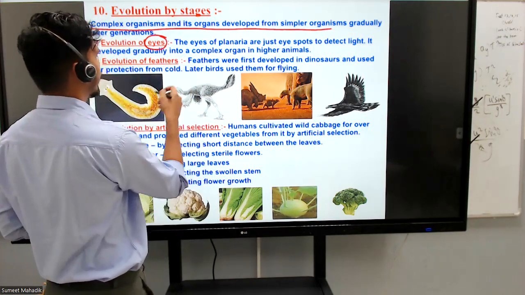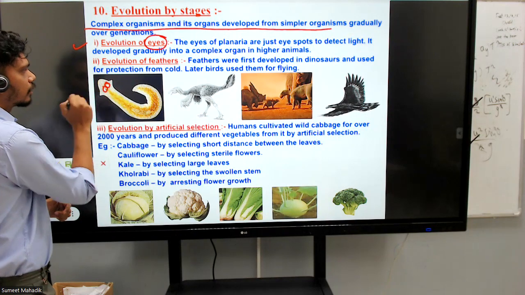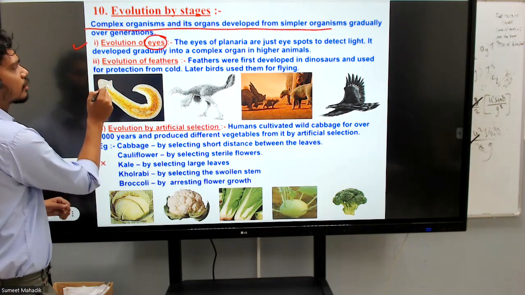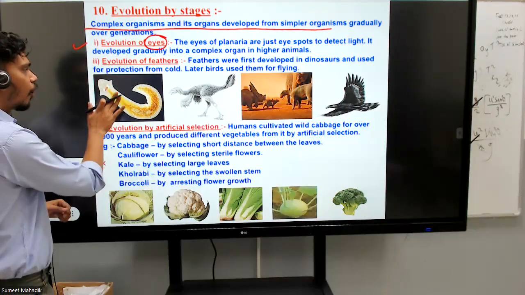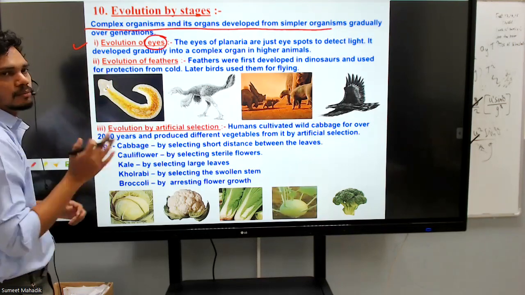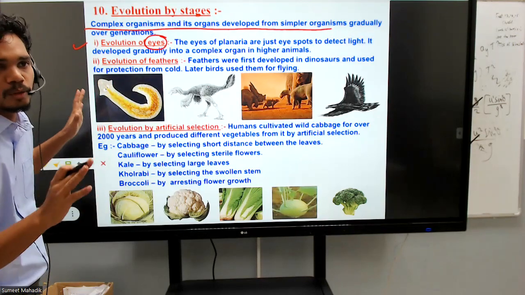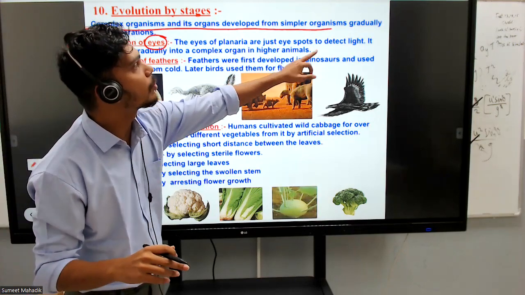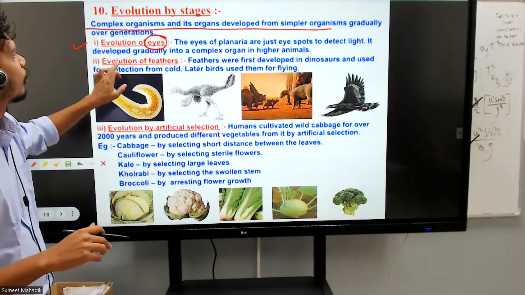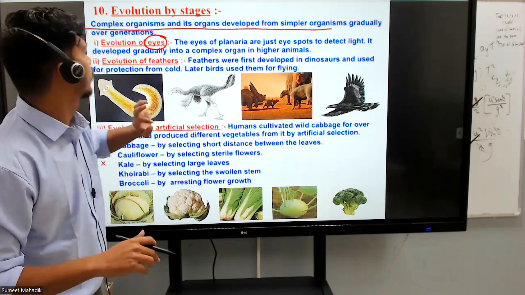So, evolution of the eyes. Whose eyes? A planaria. Can you see that? This is not really an eye. Actually, this is two dots. It looks like eyes, but what is the use of eyes to the planarian? They are just eyes to detect the light. It develops gradually into the complex eyes of the higher animals, right?